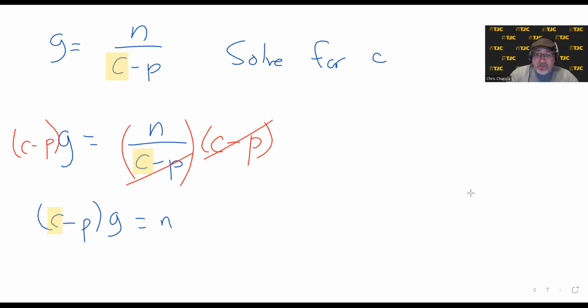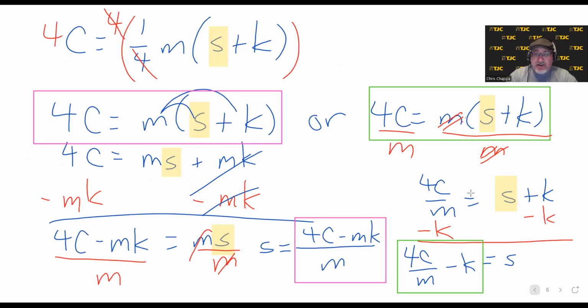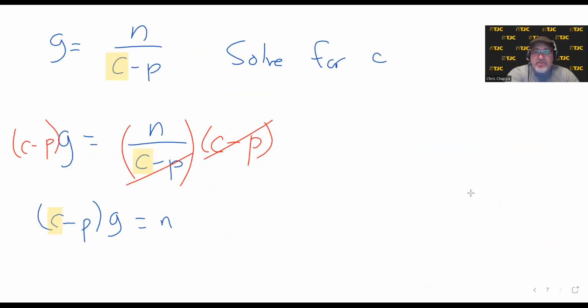Well, I'm in the same situation I was back here when I went in one of two directions. Do I distribute or do I get rid of the number in front? Let's get rid of the G, although I am justified in distributing the G. The G being outside the parentheses is further away from the C than the P is. And a good rule of thumb when you're solving an equation for something is if you're trying to decide what to get rid of, the further away it is from the letter you're solving for, the sooner you'll probably get rid of it. In this case, we could get rid of the G by dividing both sides by G, and that would give us C minus P is equal to N over G.